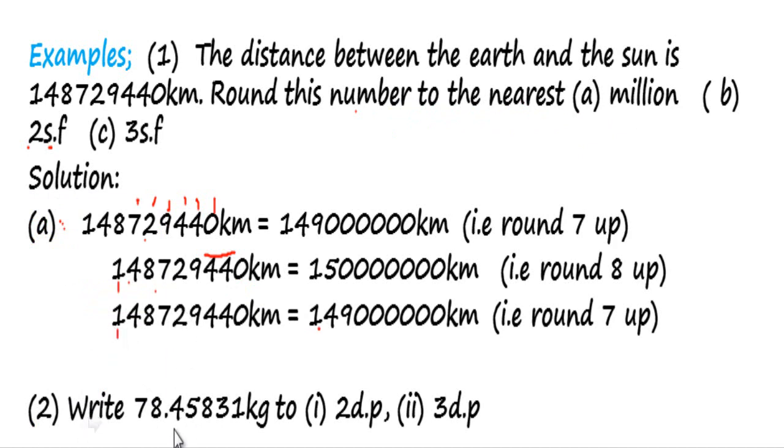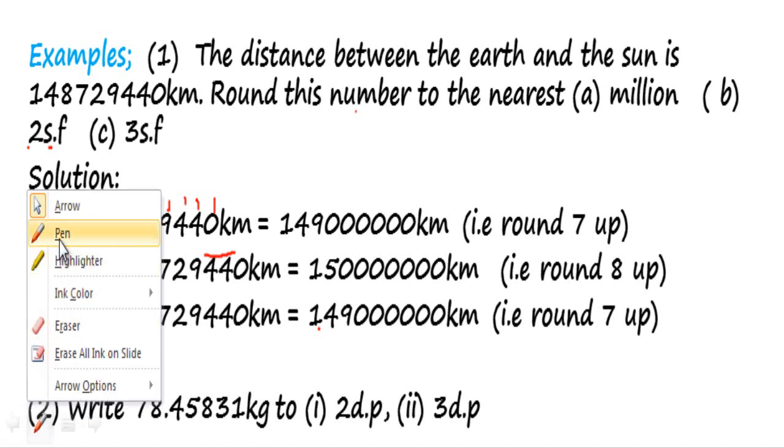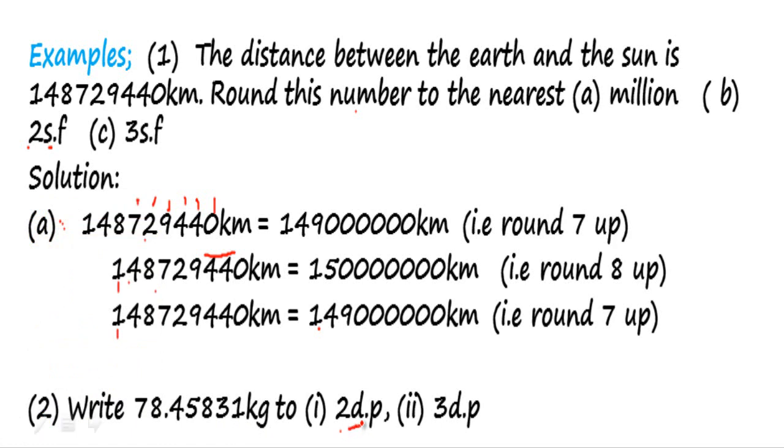Now, when they say you should write this number to 2 decimal places, you start from the decimal. You count 1, 2. Then any other number will be rounded up to 0. You understand now? But the 8 that is close to the last number, which is 5 here, is greater than 5. So you now round it up to 1 and add that 1 to 5. It's now going to be 78.46. This 5 will turn to 6. That's what I want to tell you.